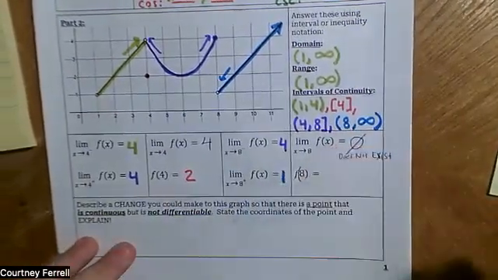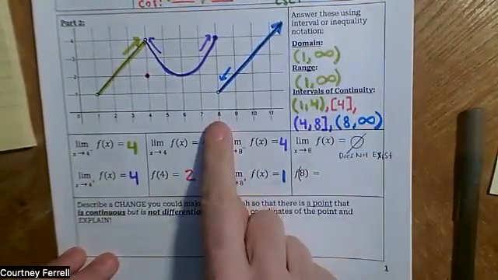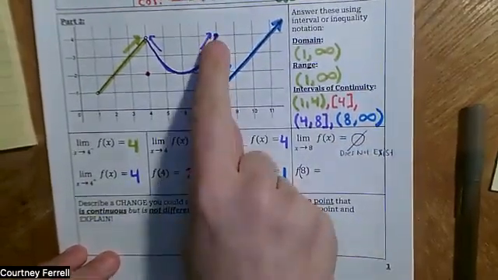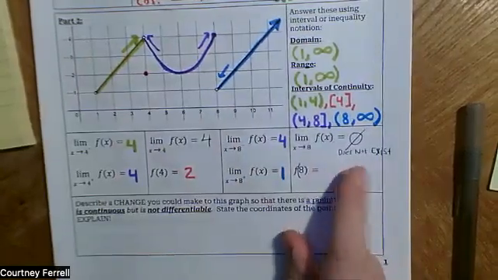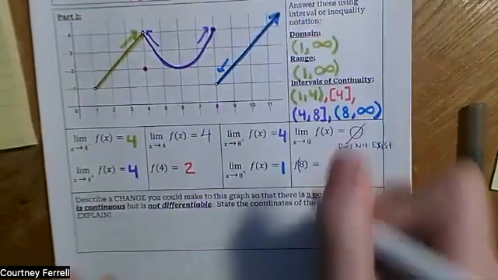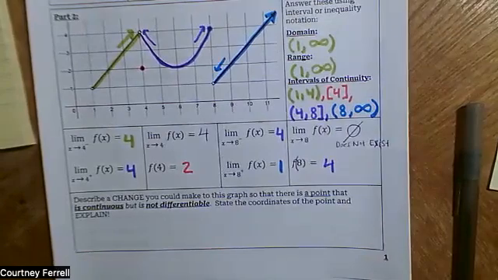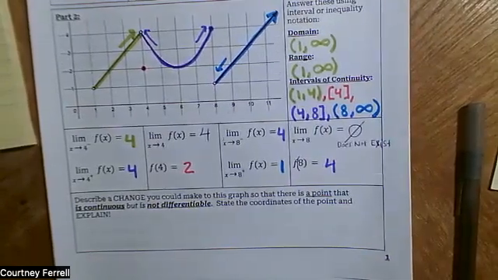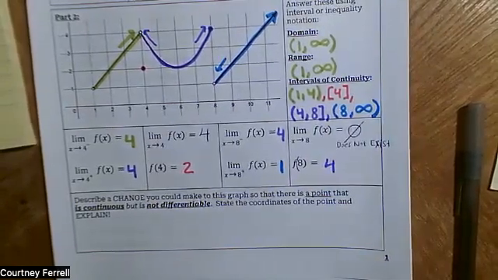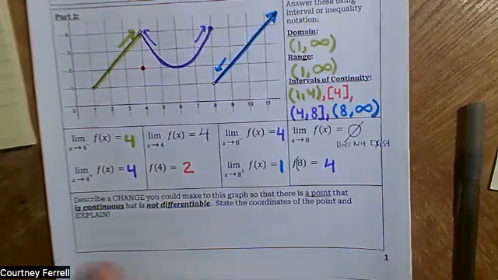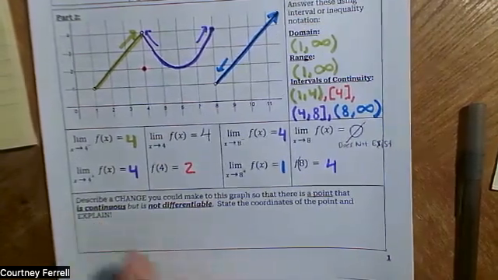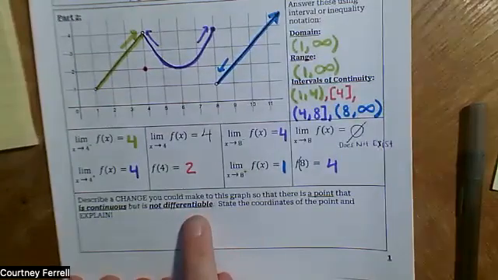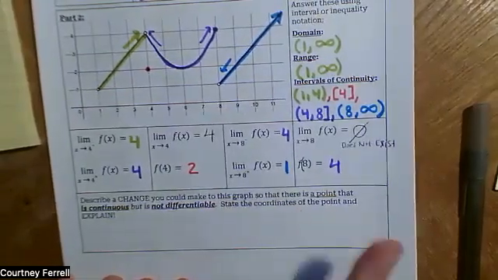Cool. The truth is that f of 8 has a closed dot at y equals 4. So the truth is that f of 8 is 4. Okay. Then here it says, describe a change you could make to this graph so that there is a point that is continuous, but is not differentiable. State the coordinates and explain.